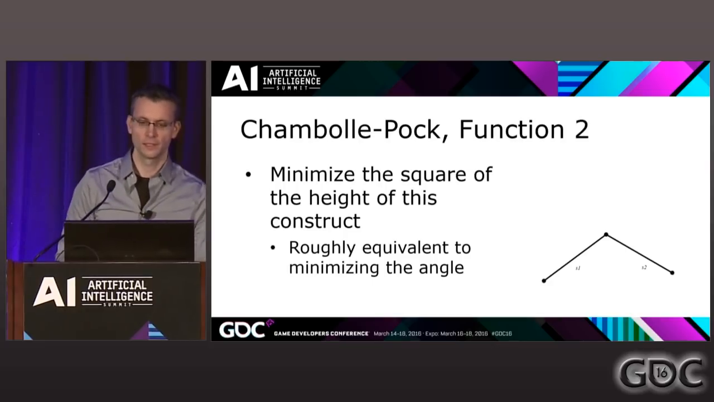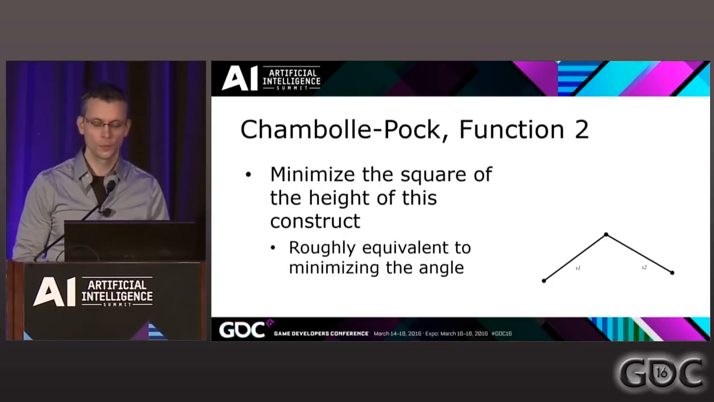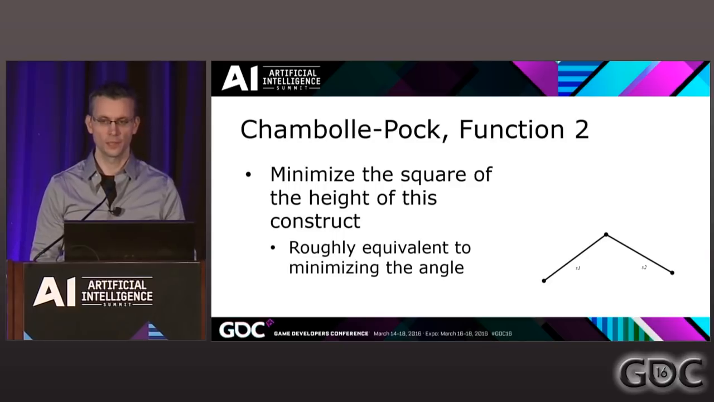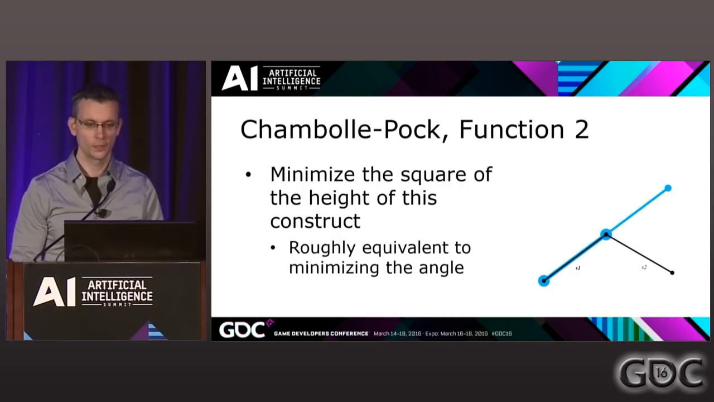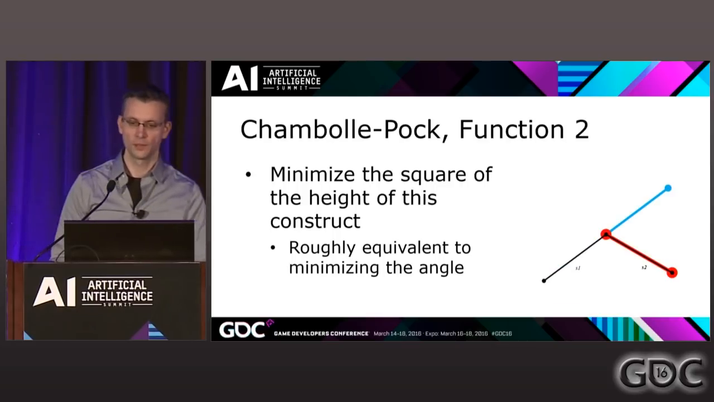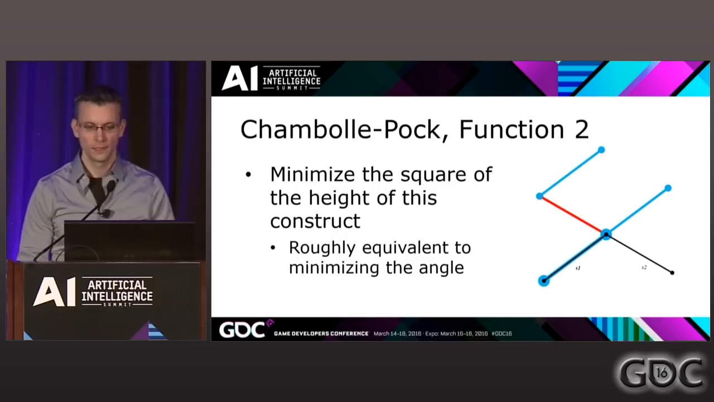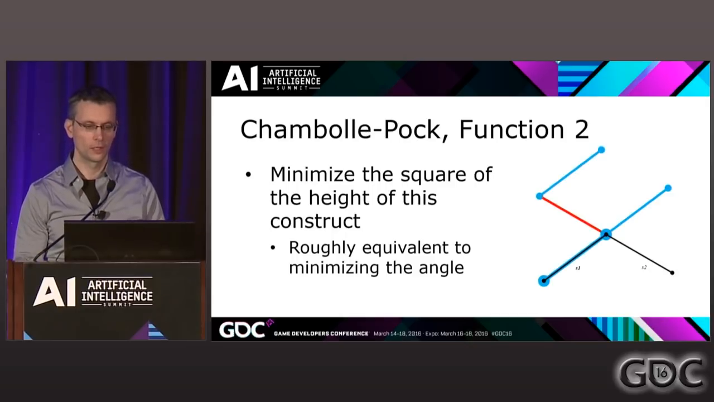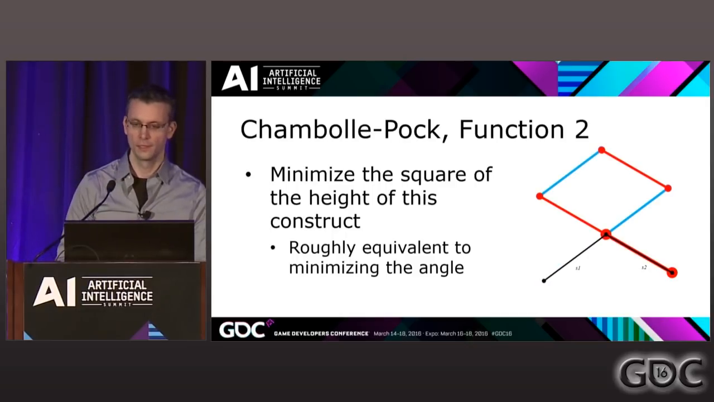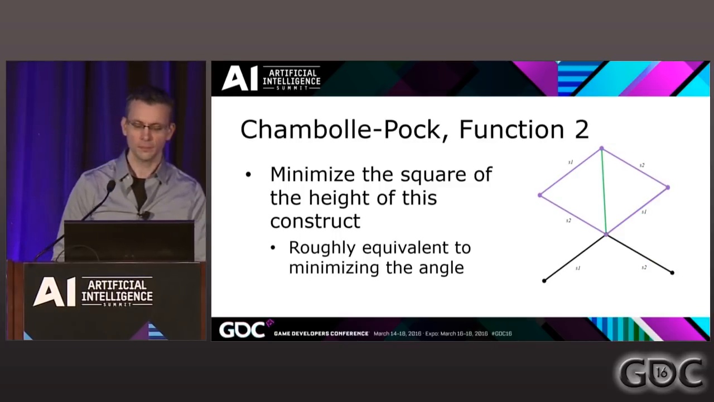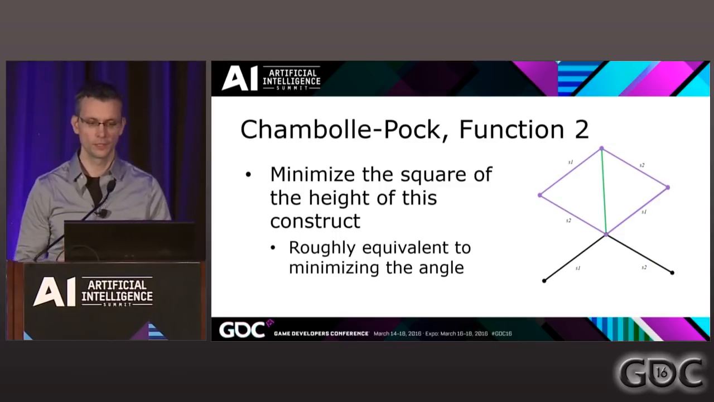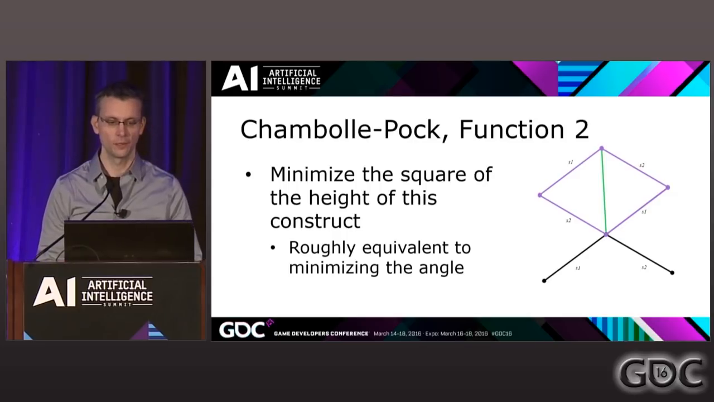The second function is a little bit more complicated. So what we do is we look at the path segments that meet in our waypoints. So we look at the first path segment, and then we copy it out like that. Take the second path segment and copy it out like that. Go back to the first one and put another copy out there. And then finally, the second one, we put a copy up there. So we create this rhomboid. Now, what we're trying to do here with function 2 is minimize the height of that rhomboid.